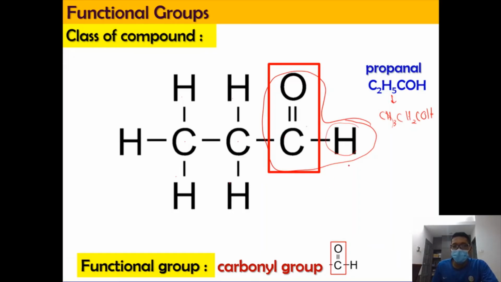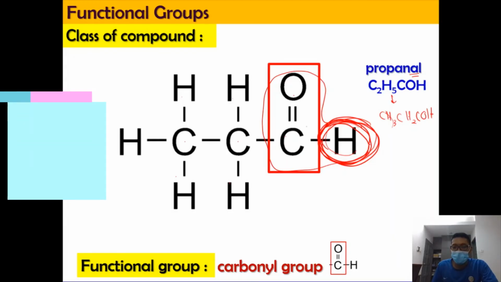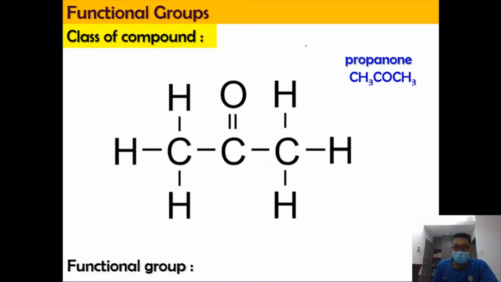But for this case, we are referring to propanal, which means the C double bond O here is attached with hydrogen. So we really need to be careful. For propanal, the carbon of the C double bond O will be attached with the hydrogen. So it is called a carbonyl group, but it refers to an aldehyde. When there is hydrogen attached to it, it is an aldehyde.